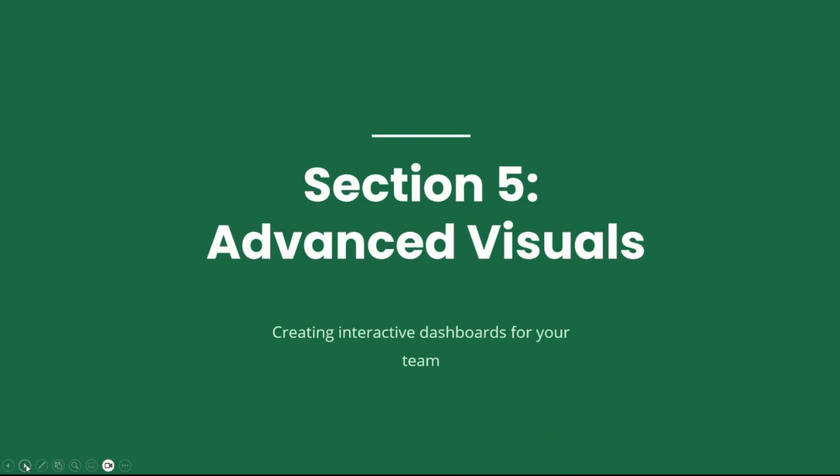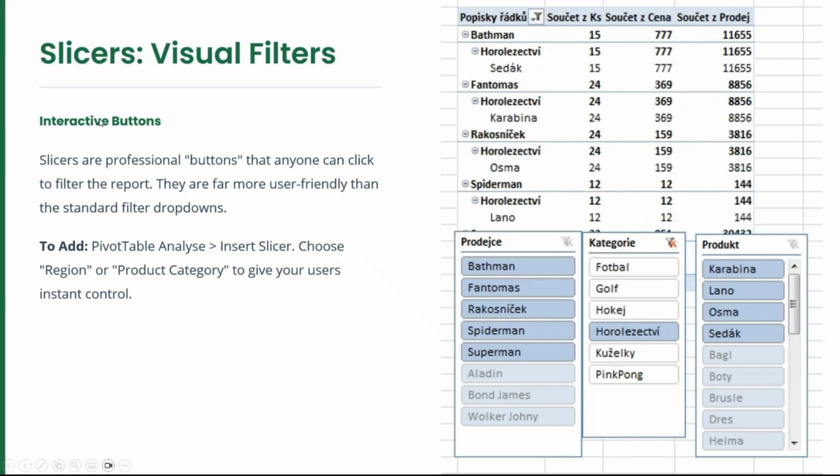Okay, so looking at this towards the end, the advanced visuals. There's something called a slicer, or slicers, which is really a visual filter. So this is an example of a slicer. If you had a pivot table here, and I click on one thing like this Bartman thing, it will then filter this whole pivot table.